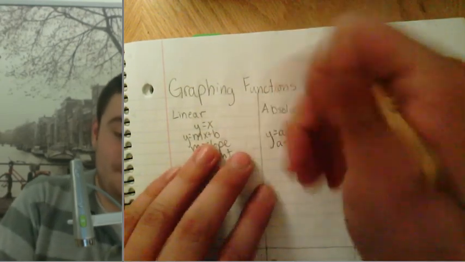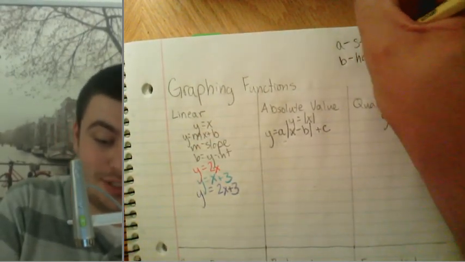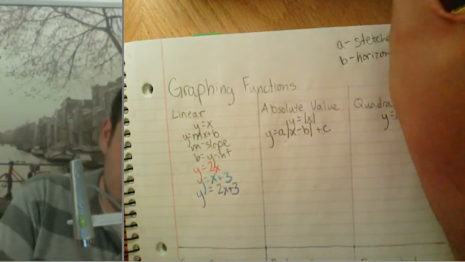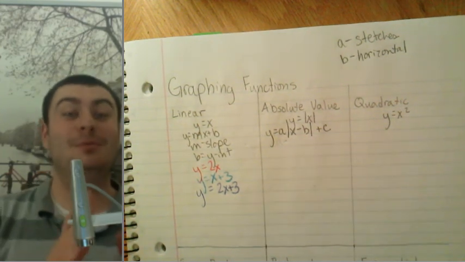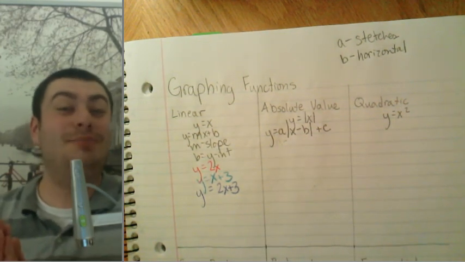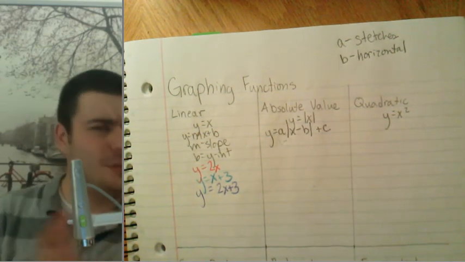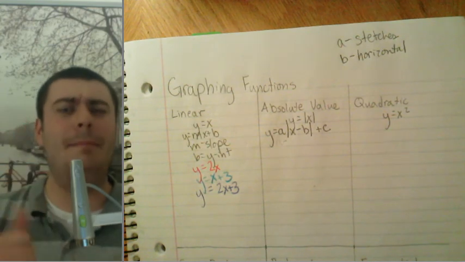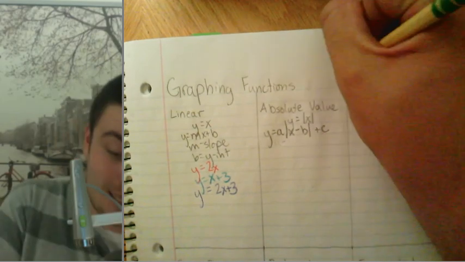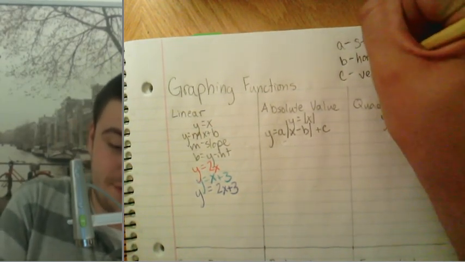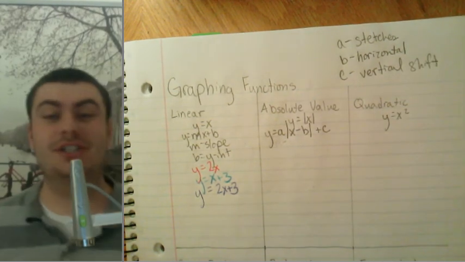What our b represents is our horizontal shift, moving it left and right. Now, if we have minus b, that's going to be moving it to the right, in the positive. If we had plus b, like plus 2, that would move it in the negative. So with the horizontal shift, we have to be careful to think plus, we're going to go in the negative direction, minus in the positive direction. And this c is going to be our vertical shift, moving it up and down.